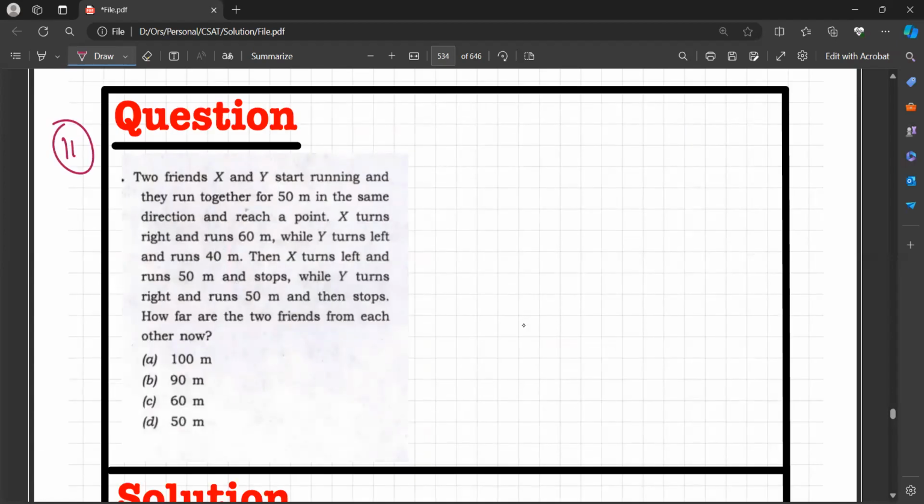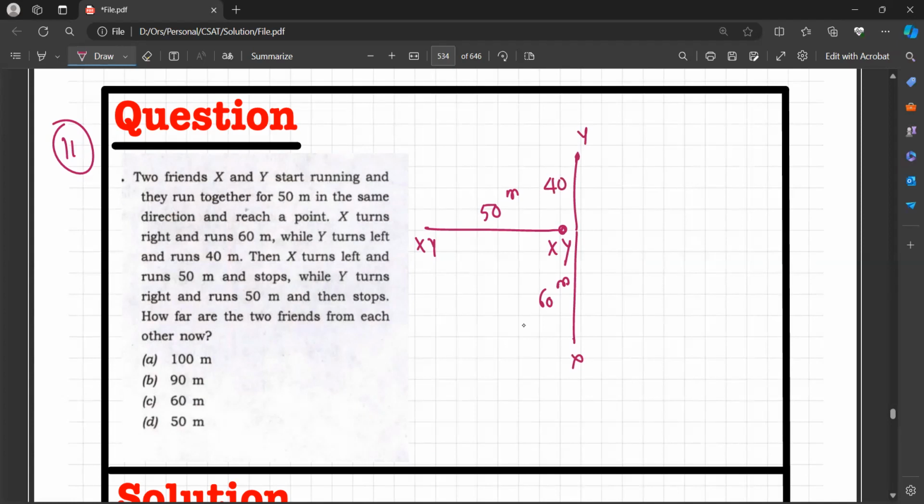Two friends X and Y start running and they run together for 50 meters and reach a point. This is the point. X turns to the right, so this will be X direction, and runs 60 meters, while Y turns left and runs 40 meters. This will be Y, this will be X. This will be 40, this will be 60.